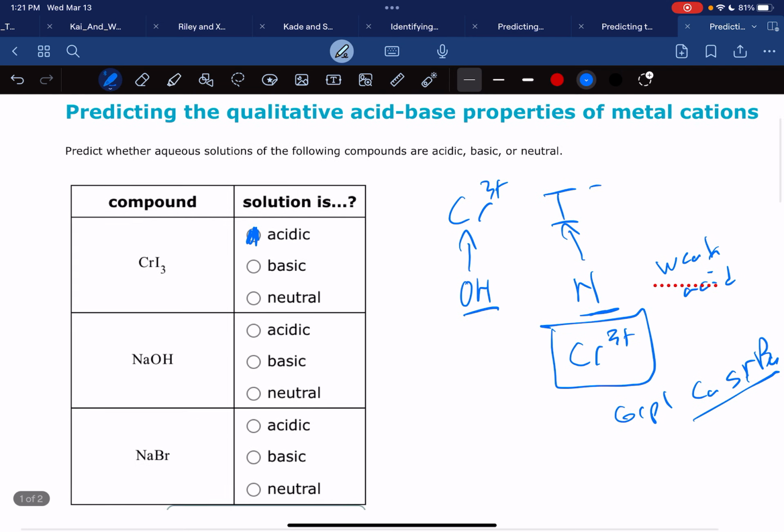Let's go down to the next ones here, and this kind of applies. If we take a look at NaOH, well, straight up, OH is a strong base, right? And then we have Na in front of it. So there's no way this can be anything other than basic. This is really them throwing in a base and saying, hey, is this acidic or basic?